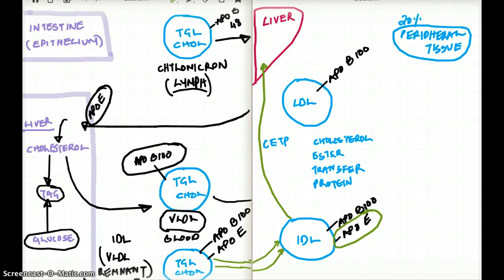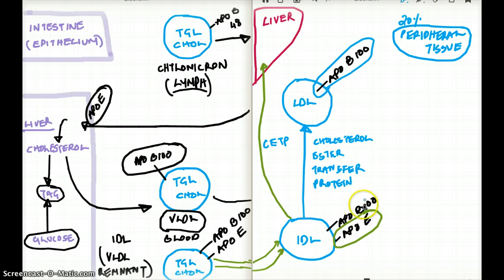Now, what kind of substances does liver make with this cholesterol? Well, let's say the liver wants to make bile acids, right? There's so many things that the liver can use its cholesterol for. So anyway, from the IDL, it's going to dump some of its cholesterol in the liver. The rest of the cholesterol is going to be turned into LDL. So IDL is going to make its LDL. And what is going to be its receptor? Its receptor is going to be ApoB100.